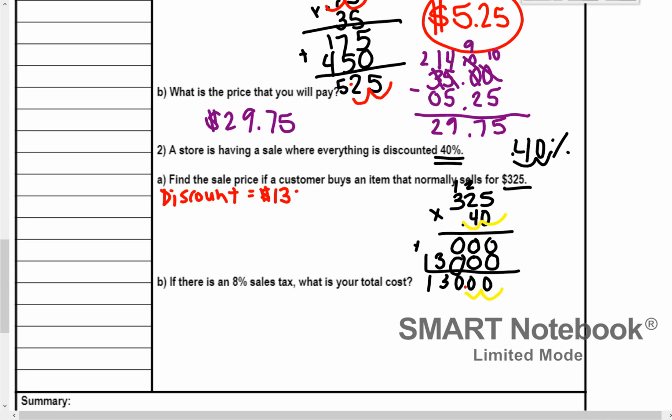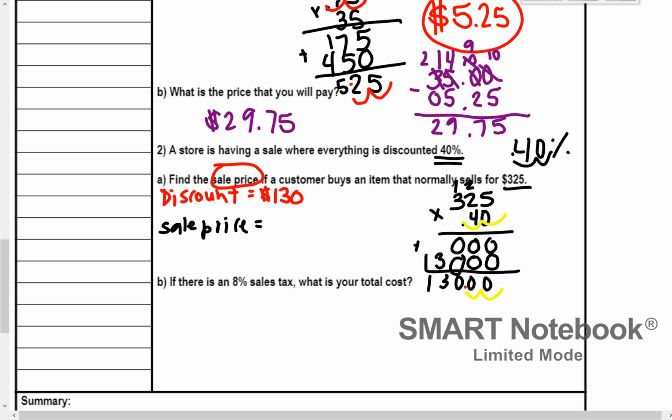Okay, but again, this question does not ask for the discount, it asks for the sale price. Okay, so we need to find what that total cost to that customer would be. All right, in order to do that, we subtract it from its original cost. So we are looking for what that sale price is. We will come back to that.